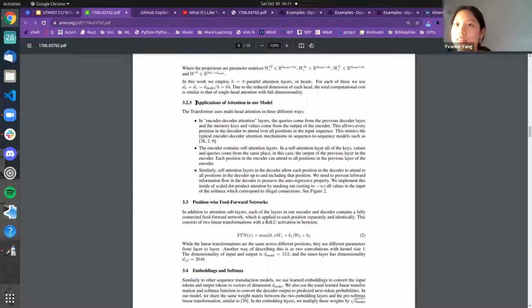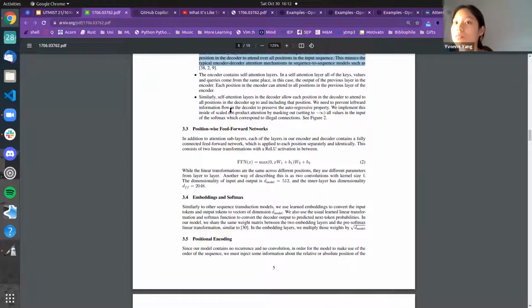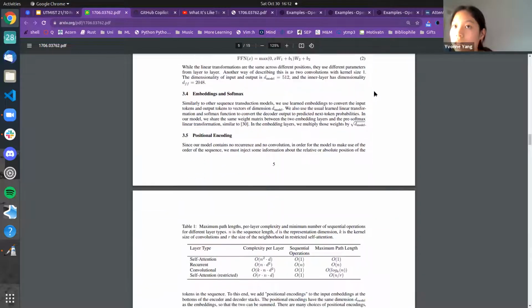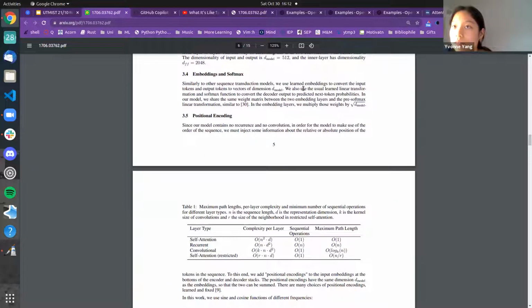Yeah, and this is just saying that basically there's self-attention in the encoder, there's self-attention in the decoder, and then we also want to have encoder-decoder attention. So you want the inputs to also have attention maps to the output. Position-wise, yeah, this is just the feed-forward network. Embeddings and softmax. Yep, this one.